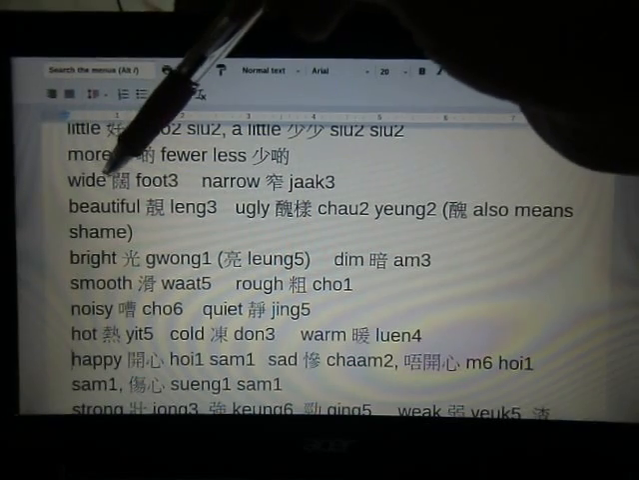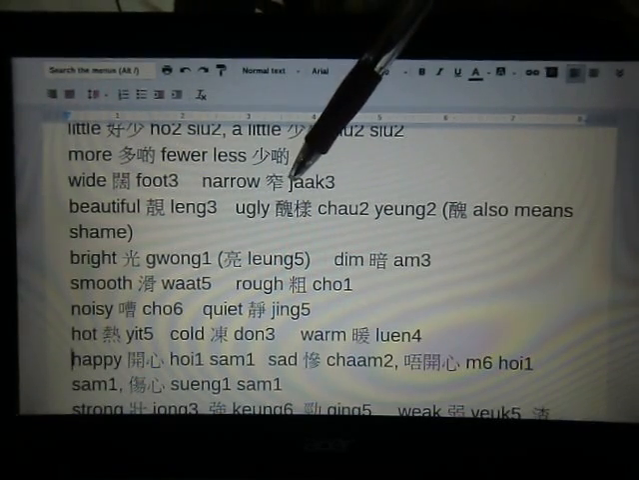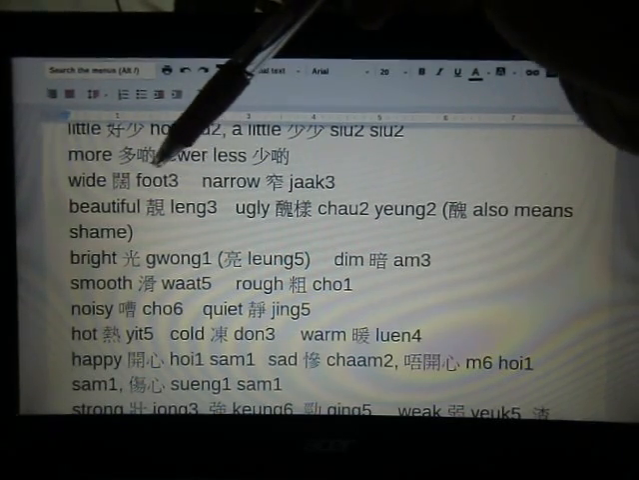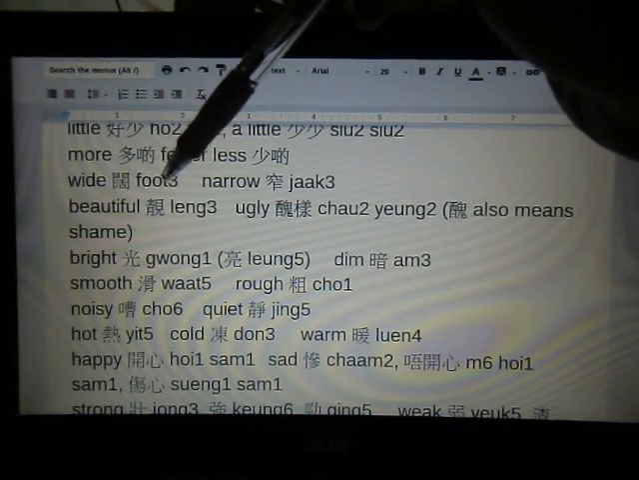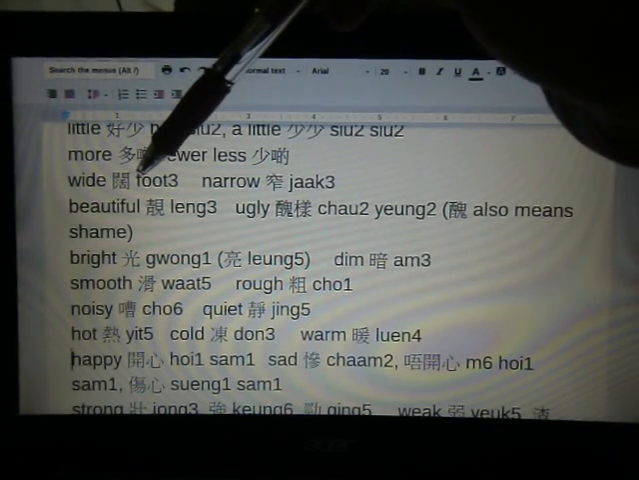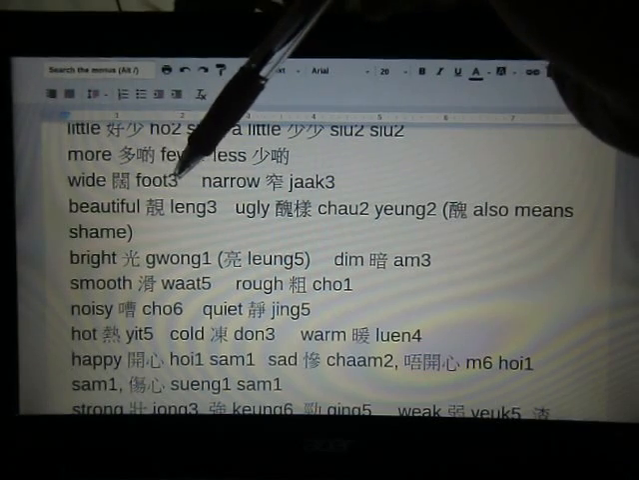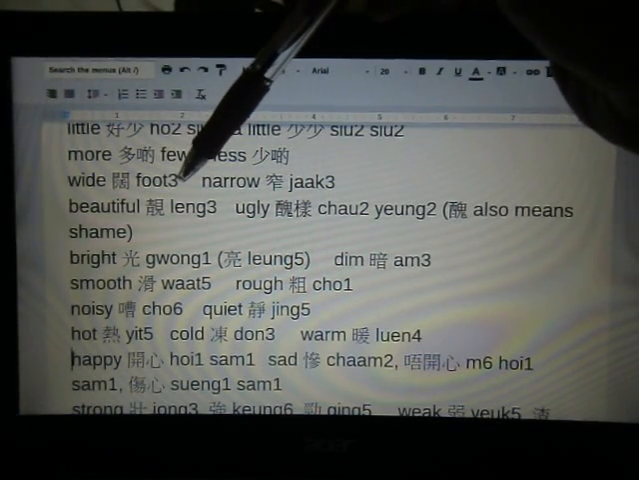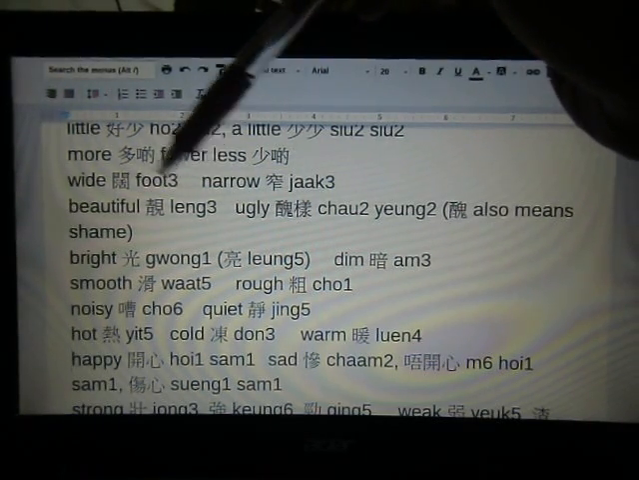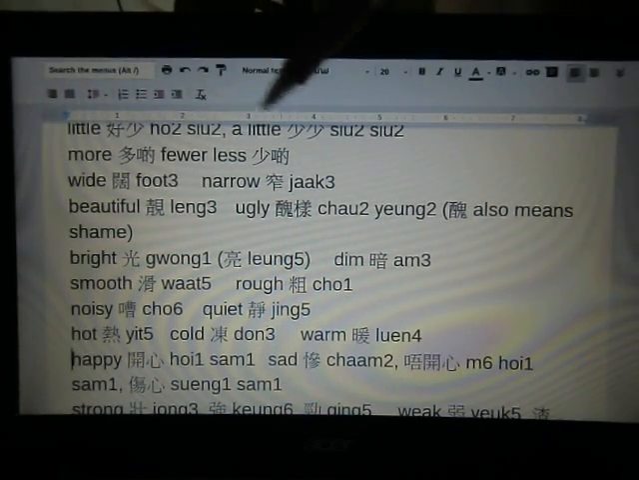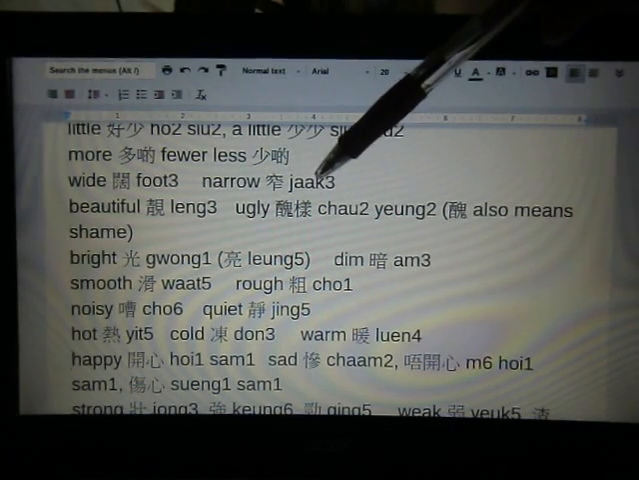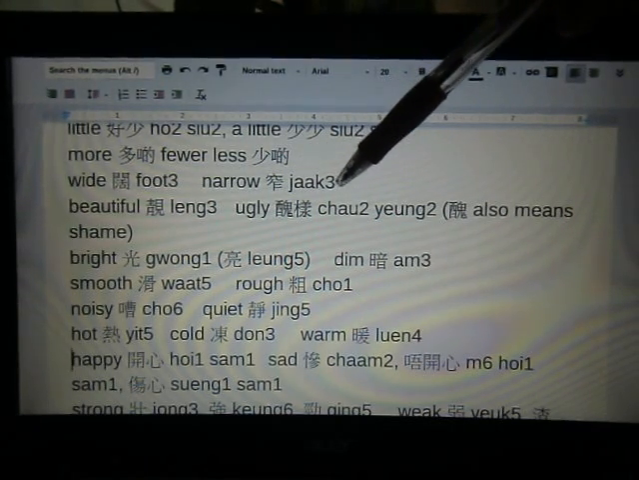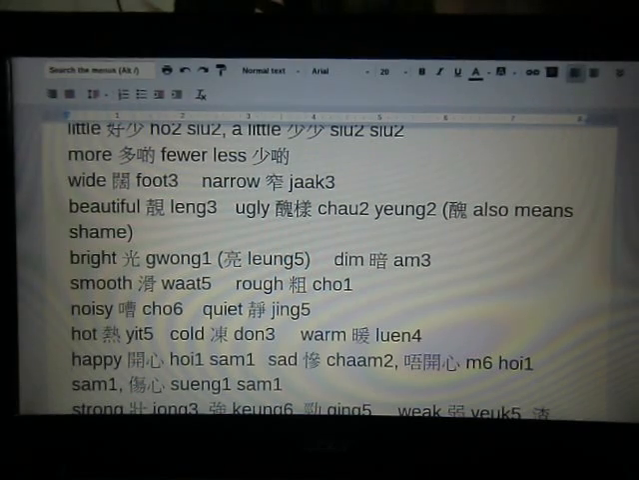And then we have wide, foot, and narrow, 窄, right? Foot. This is difficult to pronounce. Okay, if you pronounce it as an English word, we have foot, but instead of pronouncing the T, we have a glottal stop, right? Foot without T, which is the third tone. And then 窄, zack, without the K sound. Right? Foot zack, foot zack.